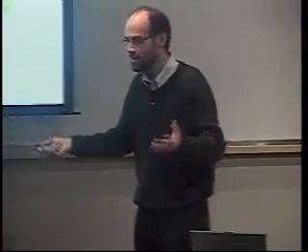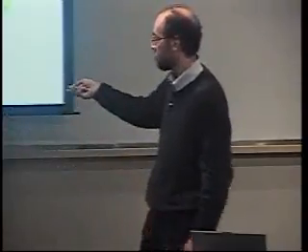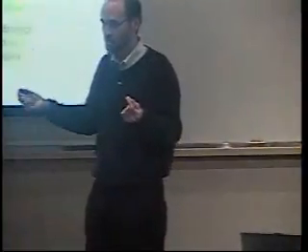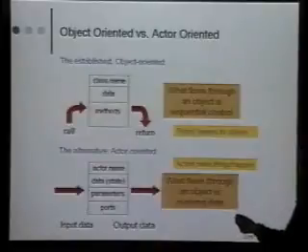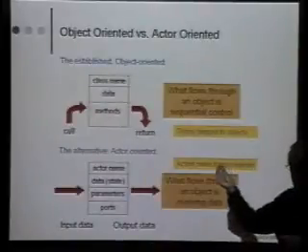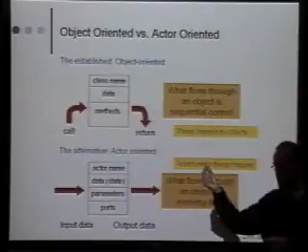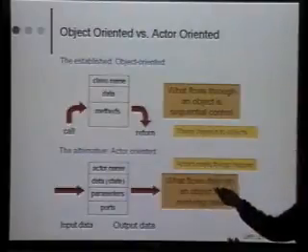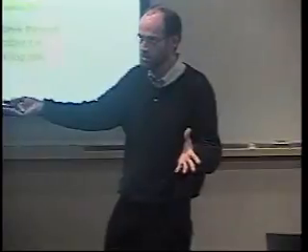So one example would be Kahn process networks, which says that this has a thread of control. It could have two input ports, but it must read them sequentially. It reads from one. If there's no data there, it blocks until there is data. Then it reads from the other one. That's a constraint that's imposed by the choice of doing Kahn process networks.